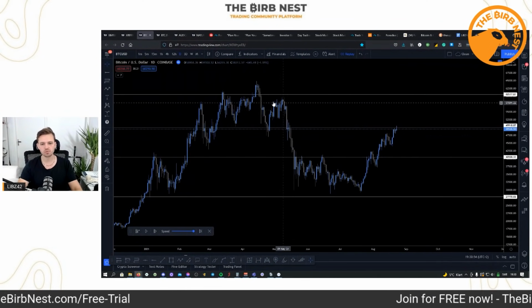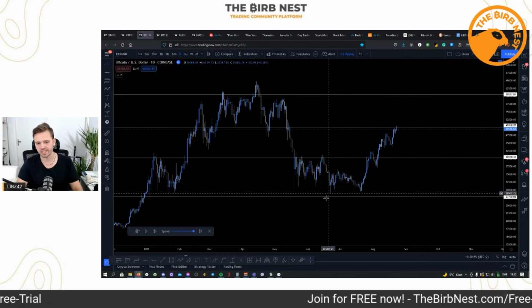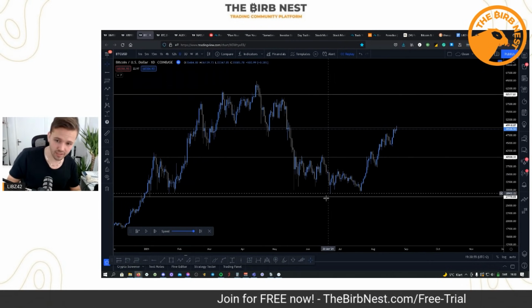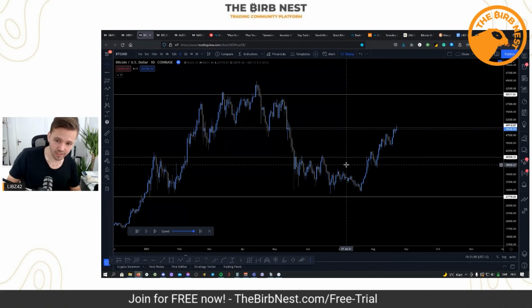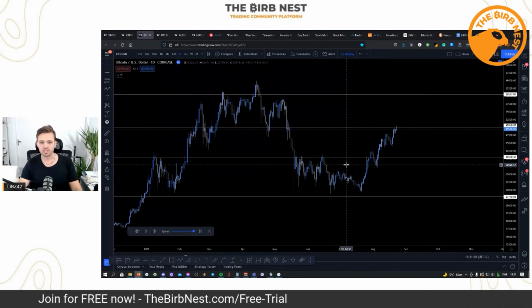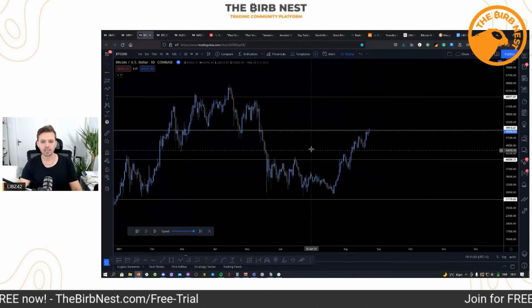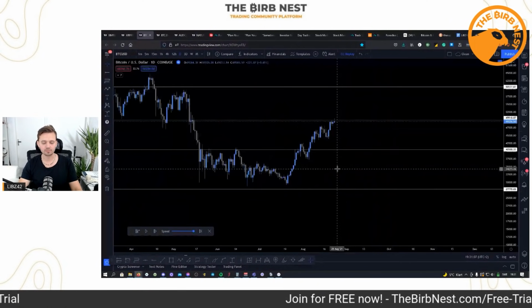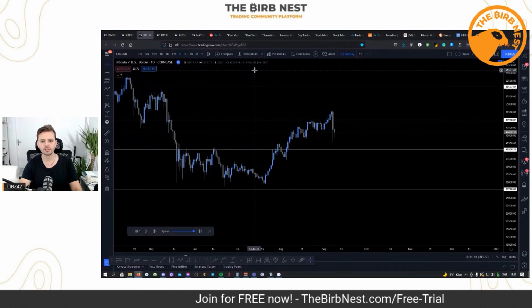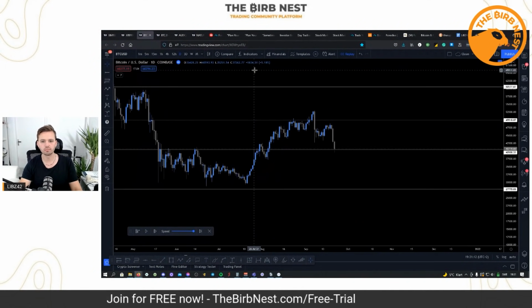So a range, distribution range, another range down here, which was pretty clear after the fact. It's pretty clear that this was an accumulation range, right? Which led to a clear uptrend on the daily, right? So clear uptrend on the daily. This created the top here.